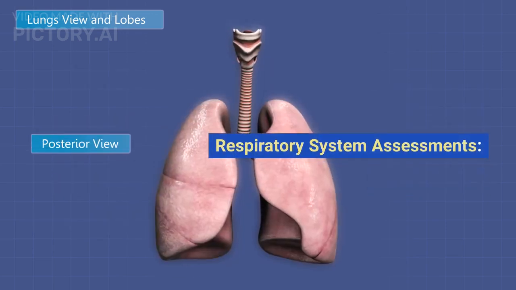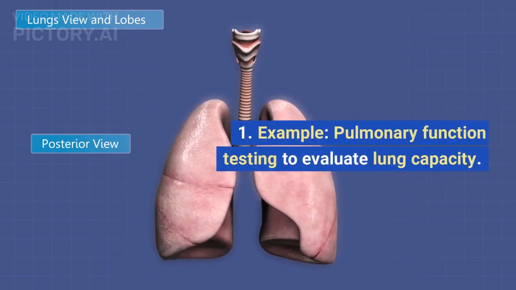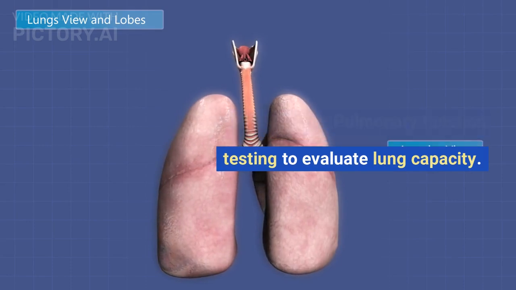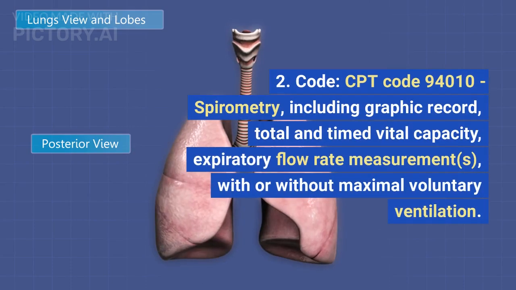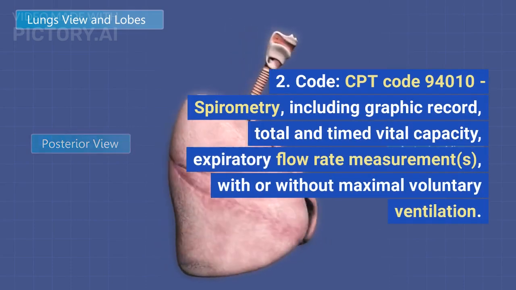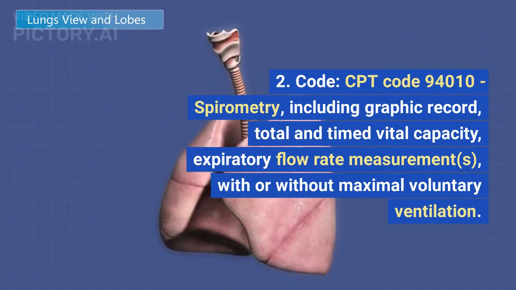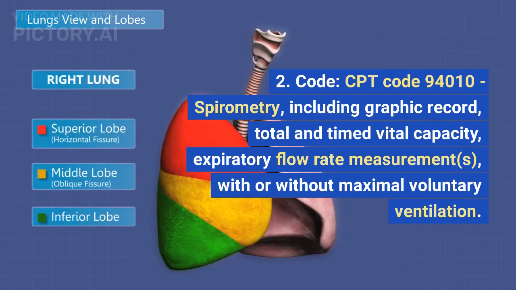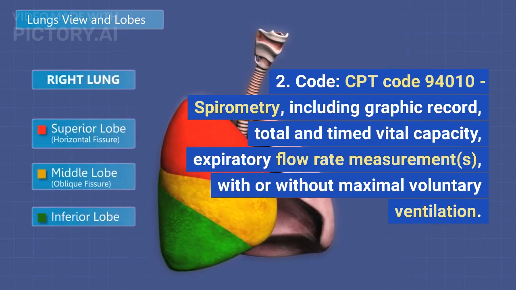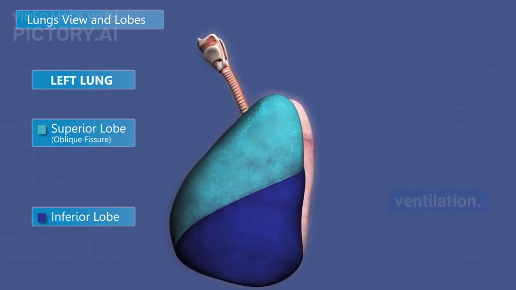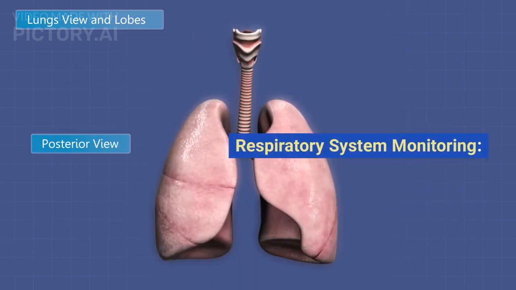Respiratory system assessments. 1. Example: pulmonary function testing to evaluate lung capacity. 2. Code: CPT code 94010 spirometry, including graphic record, total and timed vital capacity, expiratory flow rate measurements, with or without maximal voluntary ventilation.